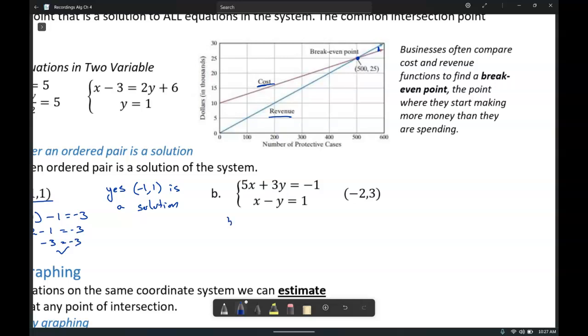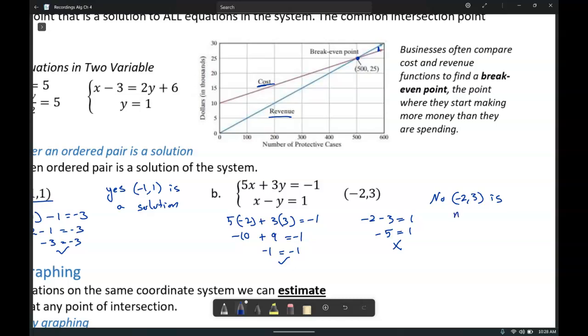We want to substitute our ordered pair into both of our equations. When we simplify the first, we see that we get a true statement. But when we simplify the right side, we get a false statement. And since it's not a solution to both equations, then it means that the point is not a solution.